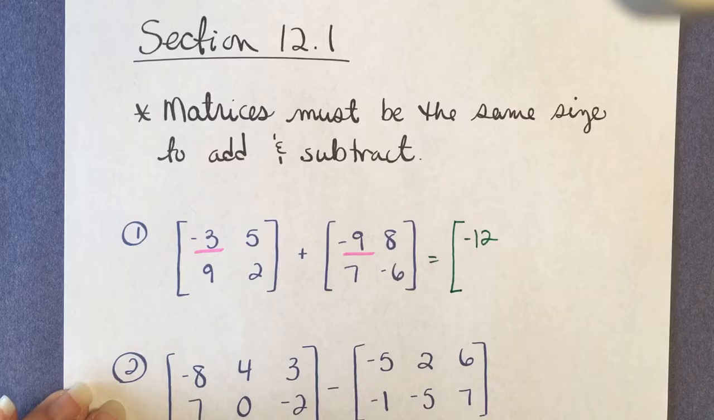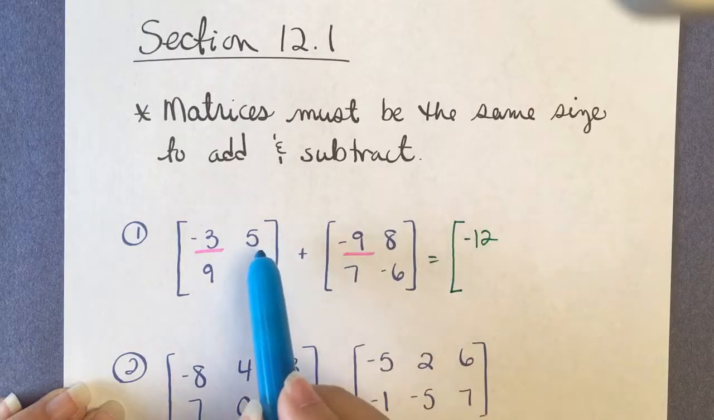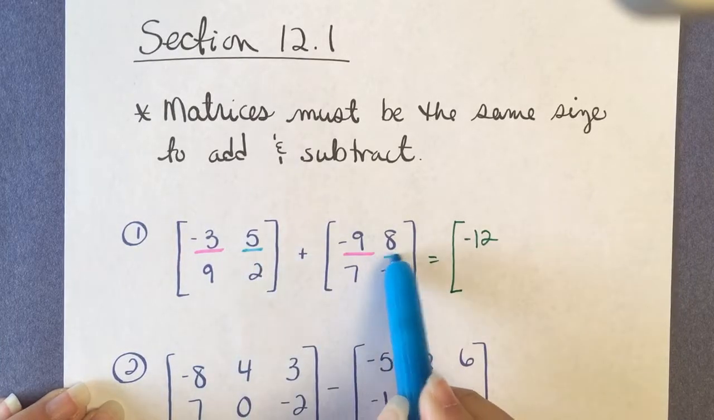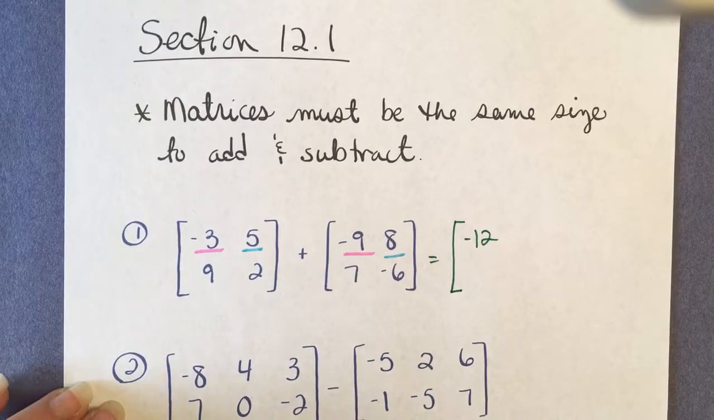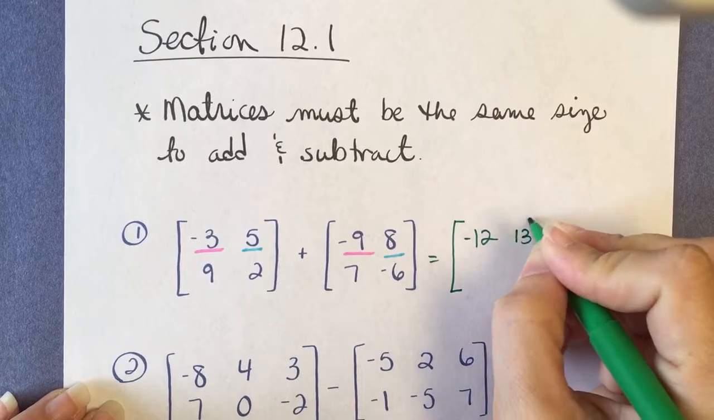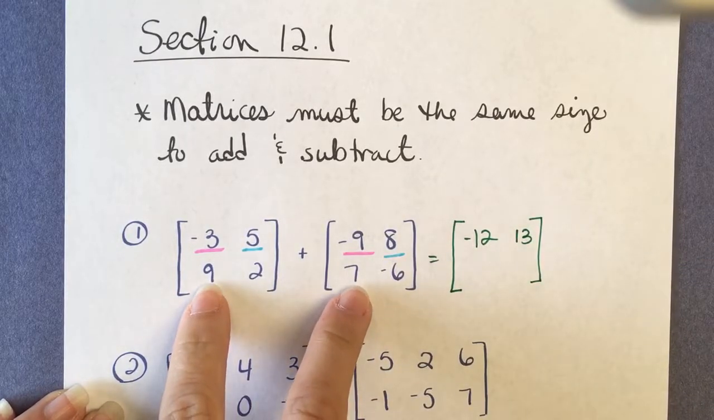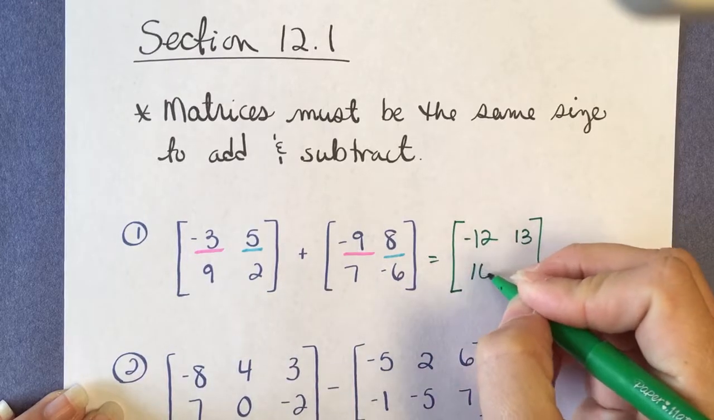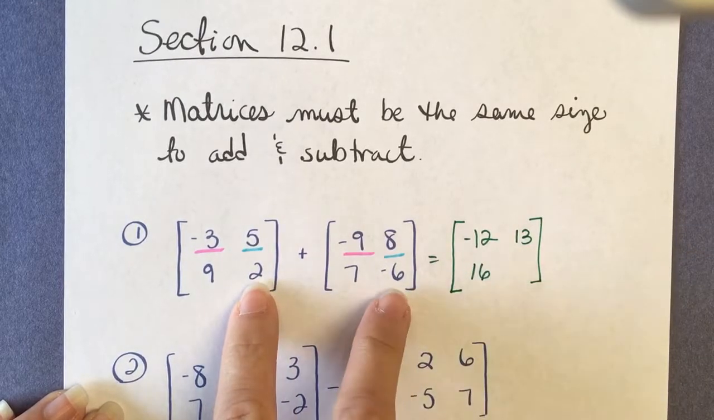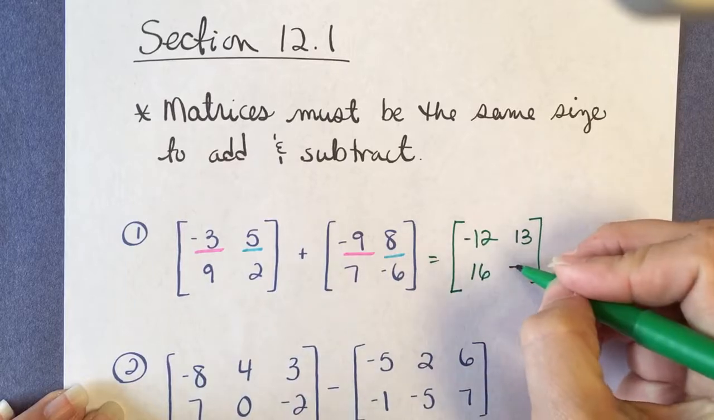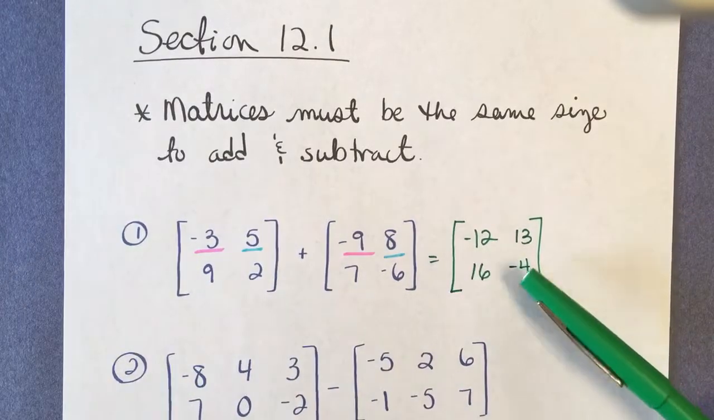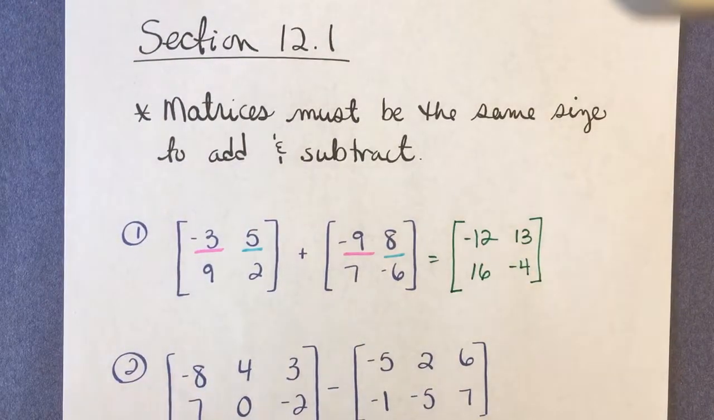Then I'm just going to go across. So this number and this number, those two numbers are in the same position. So you're going to add those, and that's going to give you 13. And then you just come down to your second row and just do the same thing. So the 9 and the 7, so that'll give us 16. And then 2 plus the -6 will give us -4. So this would be the answer to this addition problem.